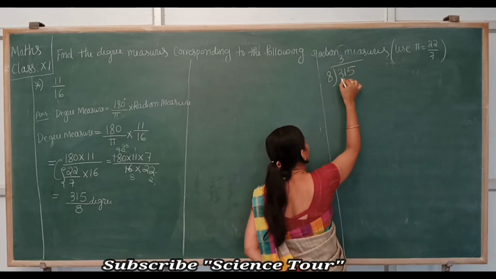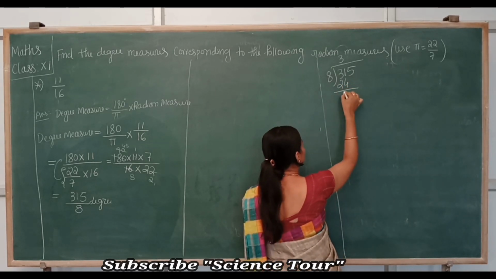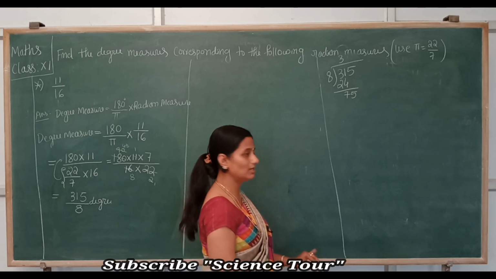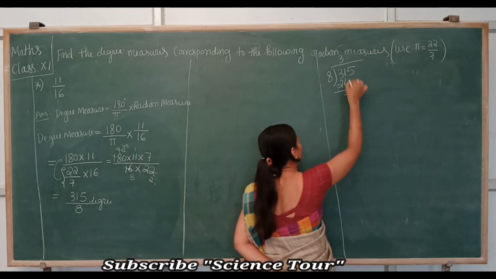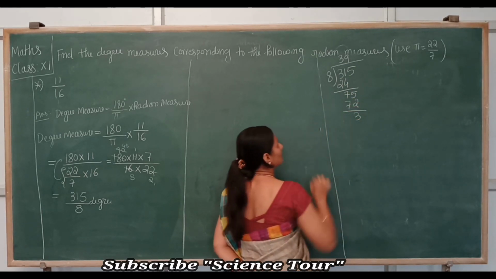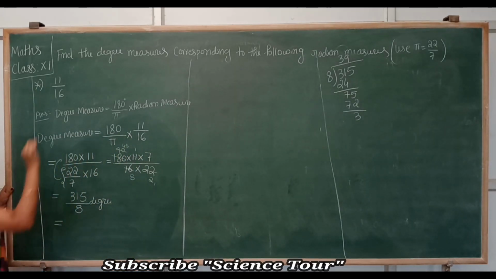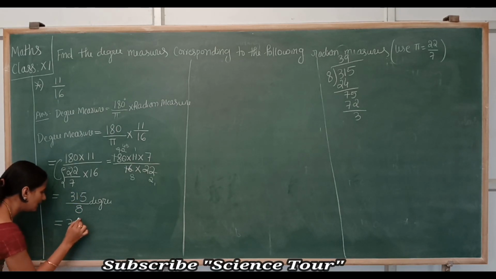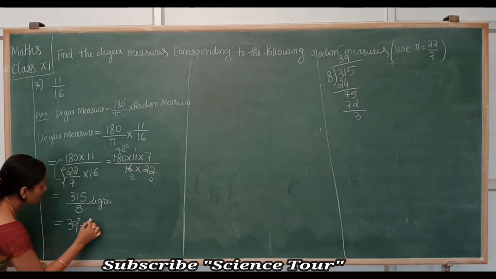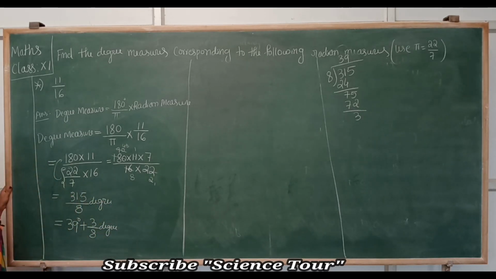8 threes are 24. So how much is it? 75, right? So now 8 how much is 75? 8 nines are 72. Remainder is 3. Right? So we can write this 315 divided by 8 as the quotient 39 degree, that is the integer part, plus the decimal part, which can be written as 3 divided by 8 degree.